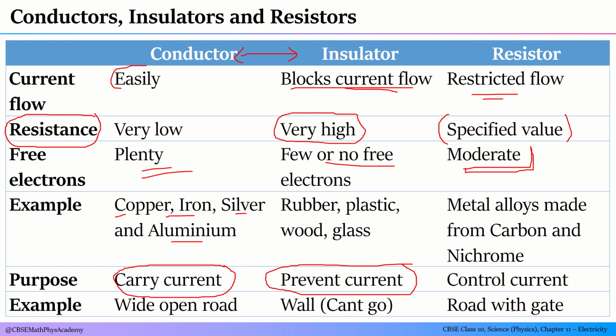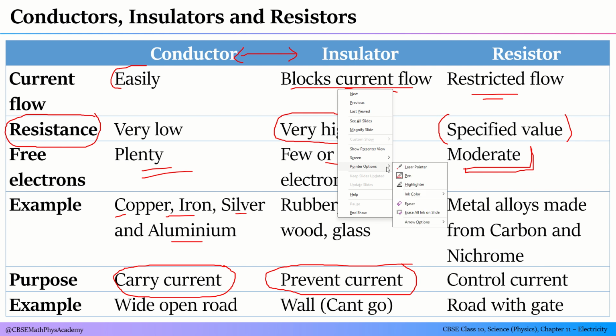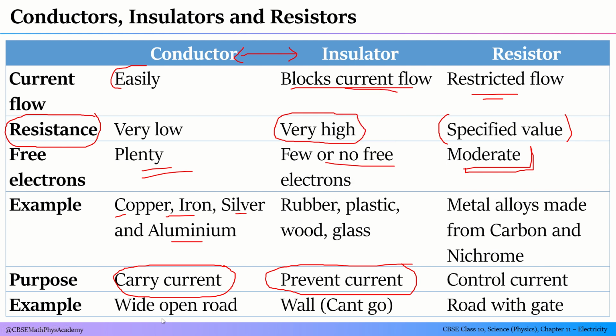So if I should tell a day-to-day or common life example, conductors can be seen as a wide open road. Many people can go in and come back. Many people can move. There is a wide road. Whereas an insulator is like a wall. Nobody can go to the other side. So a resistor, you can see like a gate which has a narrow pathway, a road with a narrow pathway, lots of hurdles and a gate. So people cannot freely move around. So that's how we can see a resistor.